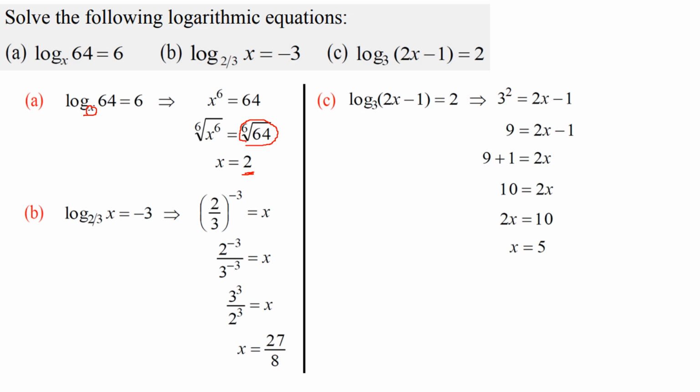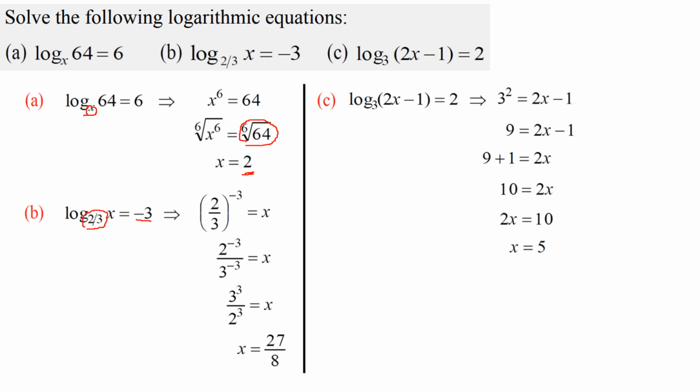The next one, the base we have is 2 over 3. So what is missing here? The value is missing. So you have to express it in terms of exponents. So 2 over 3, the whole power negative 3, which is the value x. And apply the power to both numerator and denominator, and as this is negative 3, so we cannot simplify. So take the reciprocal for both numerator and denominator. So this will become 3 power positive 3 over 2 power 3, which is x, and get the value. What is 3 power 3? It is 27 and 2 power 3 is 8.